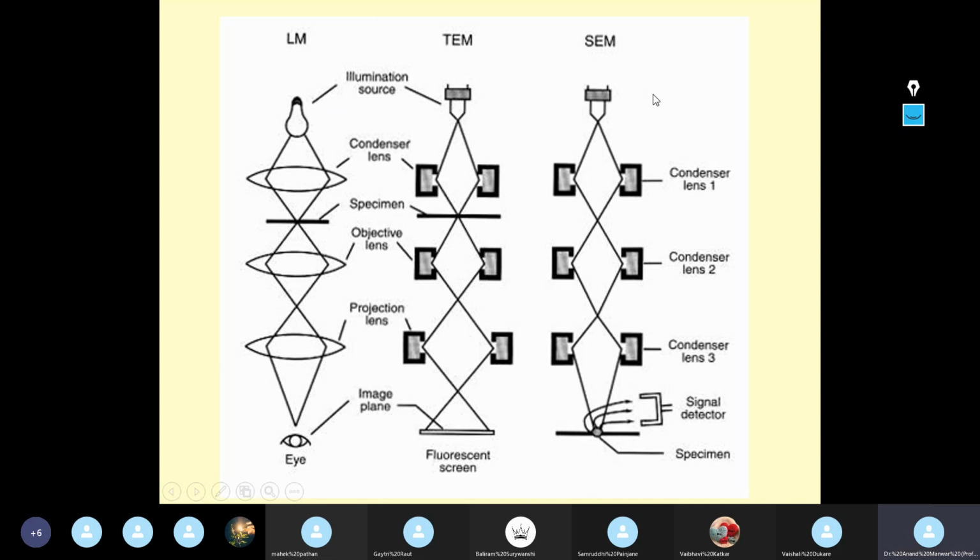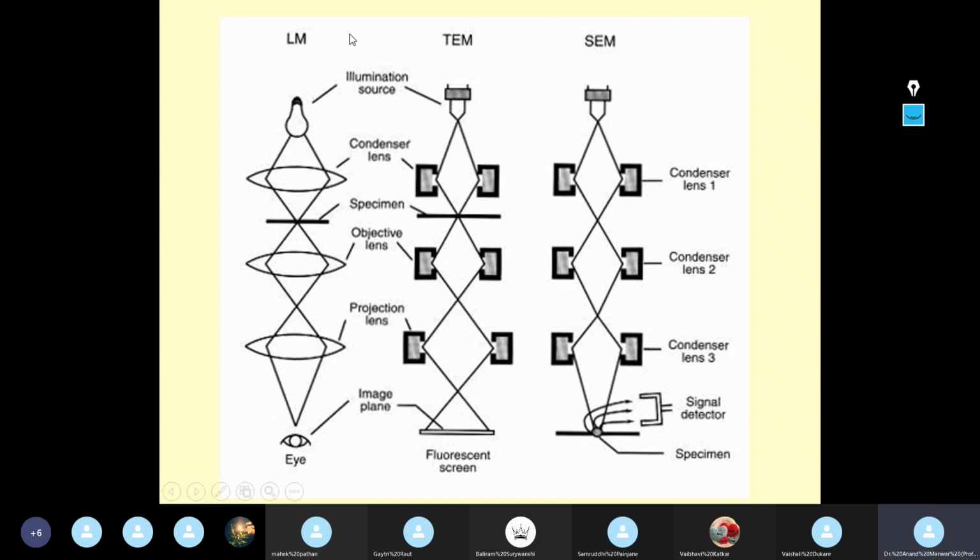Here also the electron gun is there. Then here the condenser lens is there, here a magnetic condenser lens is there. Now see, in the case of scanning electron microscopy, you will find only condenser lens 1, 2 and 3. Whereas in the case of transmission electron microscopy, you will find the condenser lens, then below the condenser lens you will find the sample or specimen, then the magnetic objective lens, then the projector lens, and then the image panel or fluorescent screen.